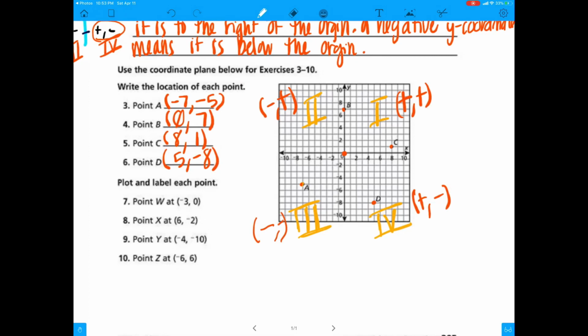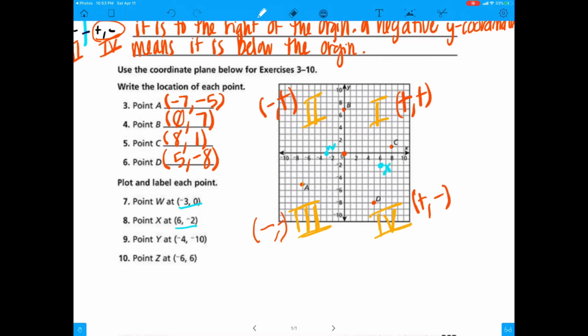For 7 through 10, I'm going to plot these points in the coordinate plane. Point W is negative 3, 0. So I'm going to go to the left, negative 3. And then it's right on the axis because it's 0. X, 6, negative 2. That's a positive and a negative. I already know it's going to be in quadrant 4. So over 6, down 2.